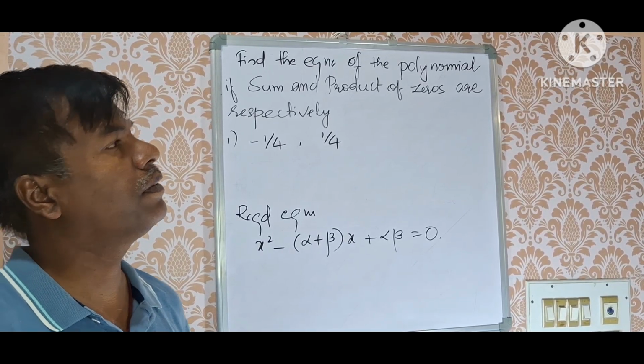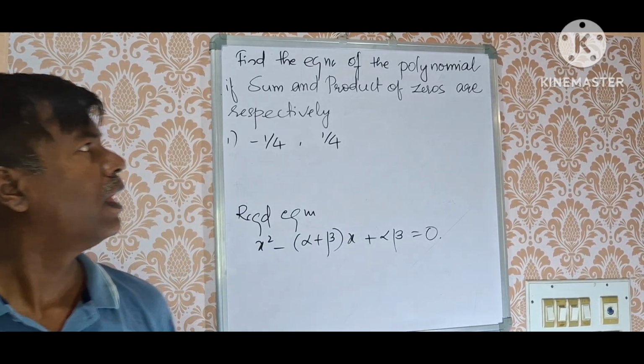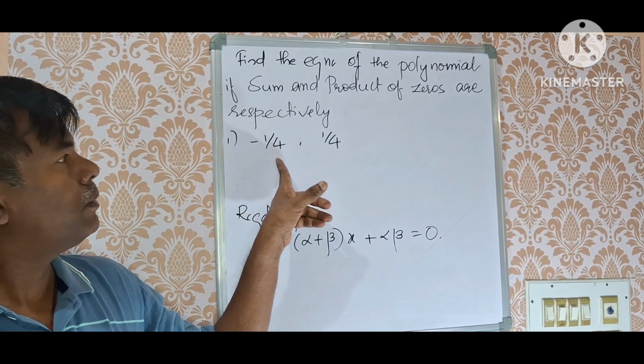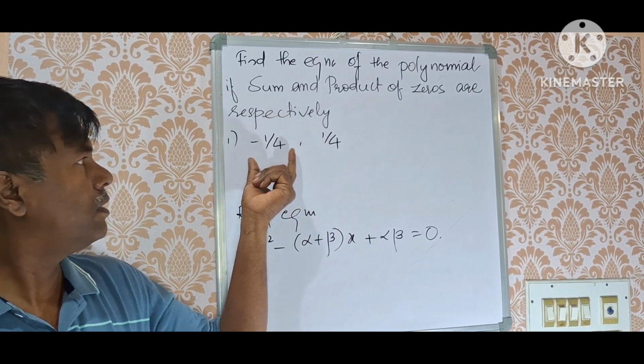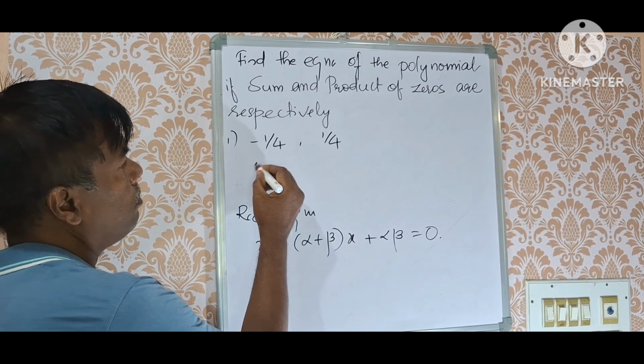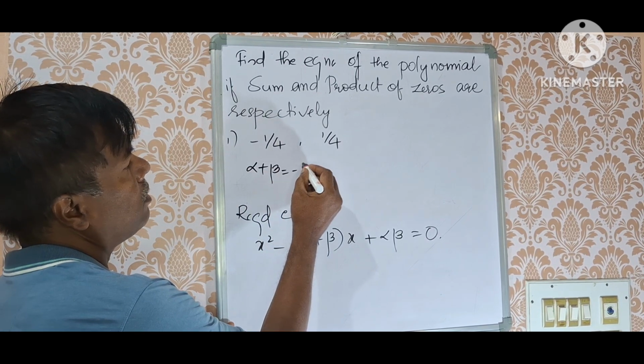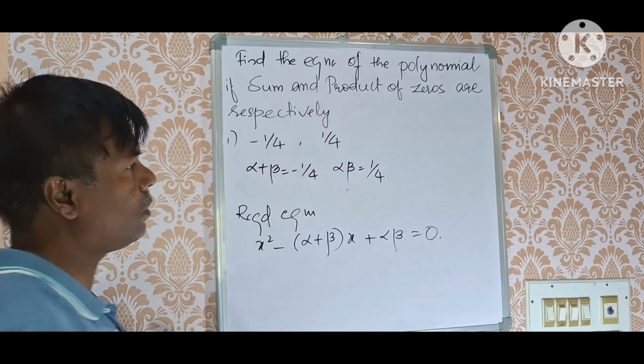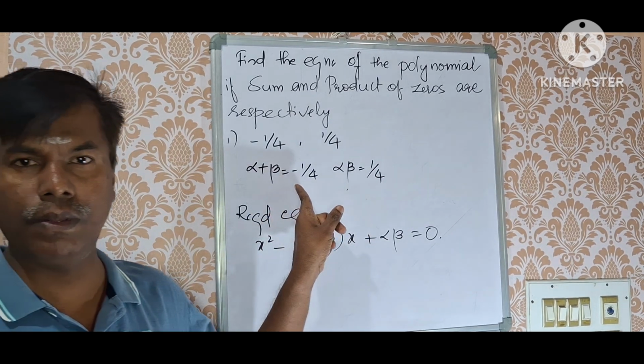Find the equation of a polynomial whose sum and product of zeros are given. See, sum and product of zeros are given. Sum of zeros, that means alpha plus beta equals minus 1 by 4. What is the product of zeros? Alpha beta equals 1 by 4. Find the equation of the polynomial.